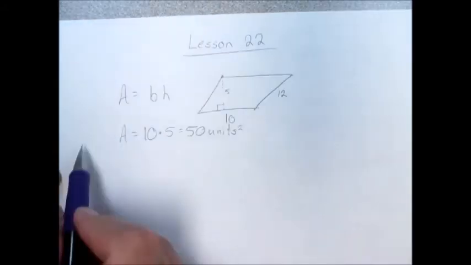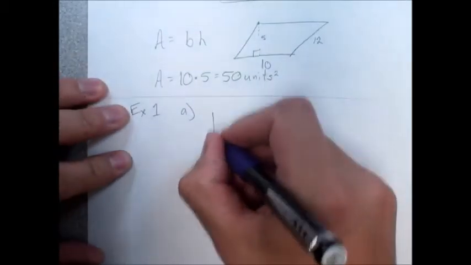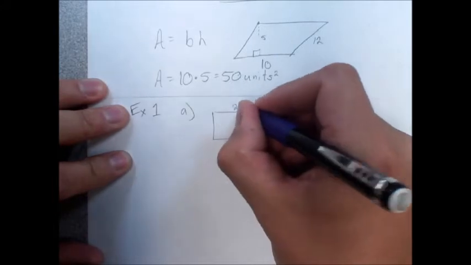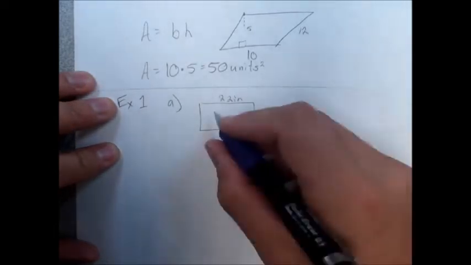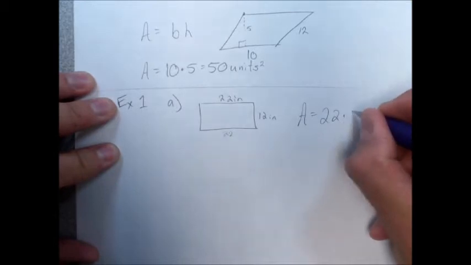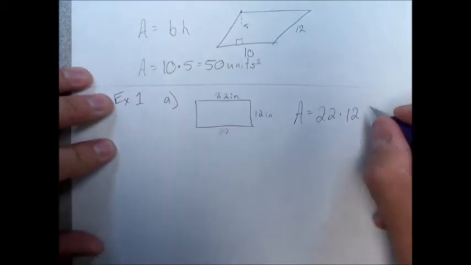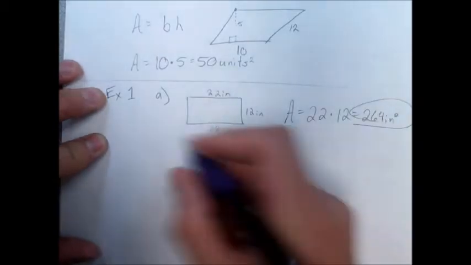So example 1. We'll do example 1A first. Gives us that diagram of a rectangle that is just a 22 by 12 inch figure, and again the area is the base, so the base would be again 22 times the height of 12, so 22 times 12 gives us our answer of 264 inches squared. So final answer on that one is right there.